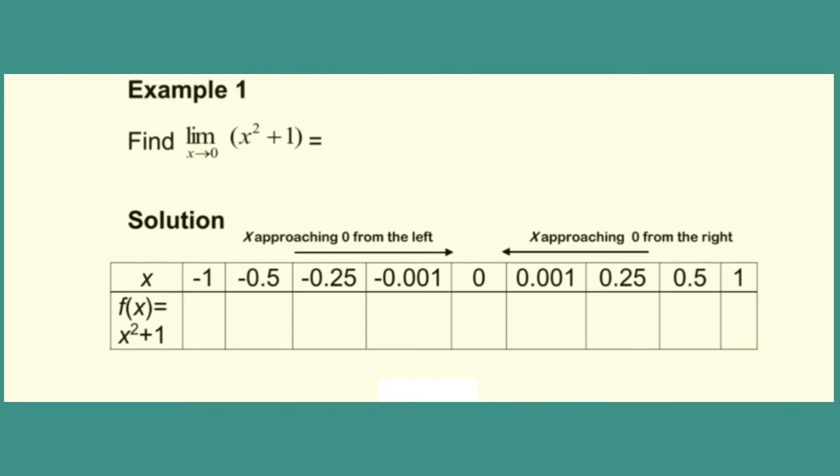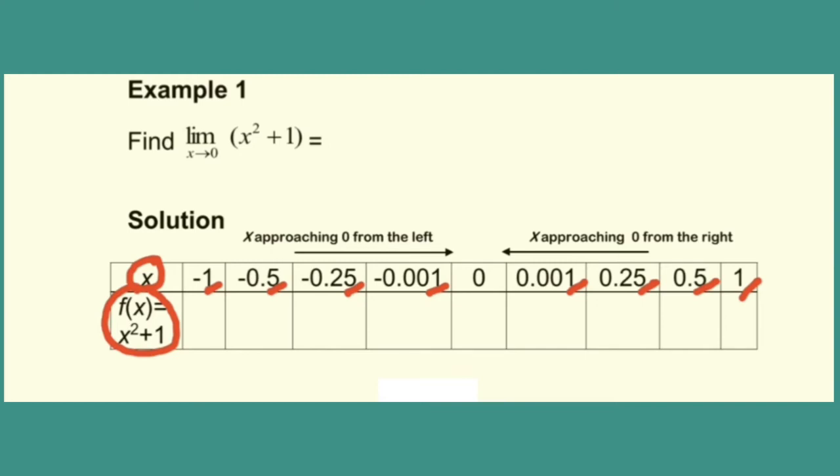In example 1, find the limit of x squared plus 1 as x approaches 0. First, draw a table like this. Put x here, and here is f(x) equal to x squared plus 1. Then select several values of x. x should approach 0 from the left and from the right. For example, we can use -1, -0.5, -0.25, and -0.001. This is x from the left to 0. And 1, 0.5, 0.25, 0.001. This is x from the right to 0.